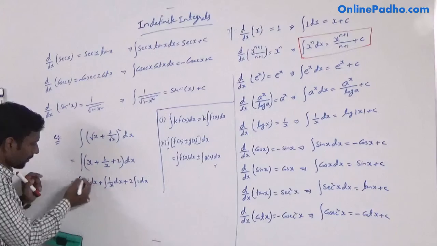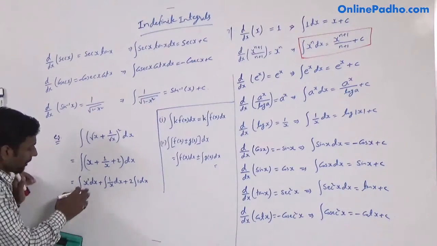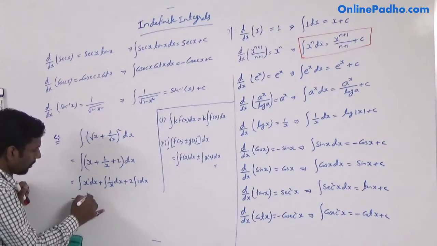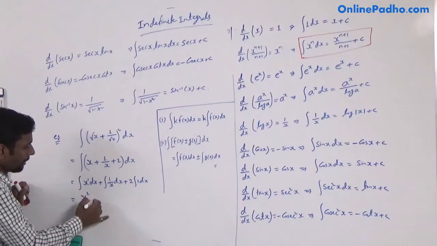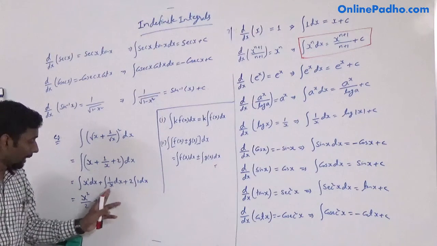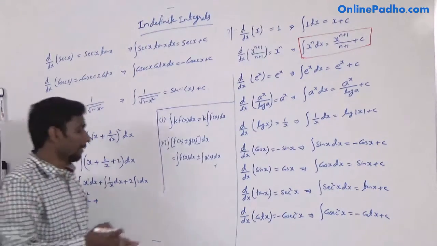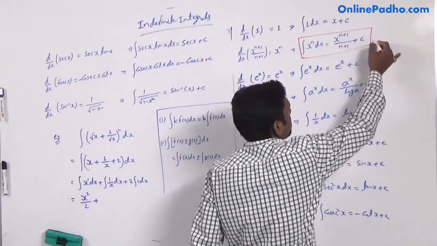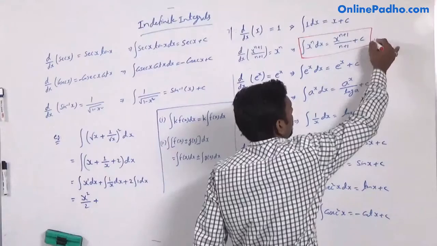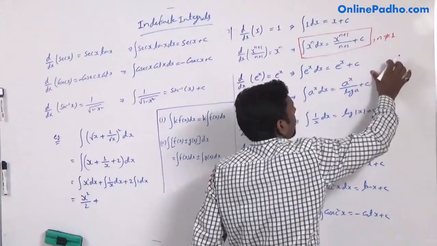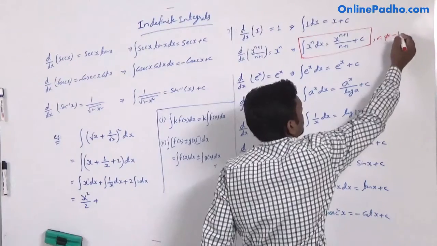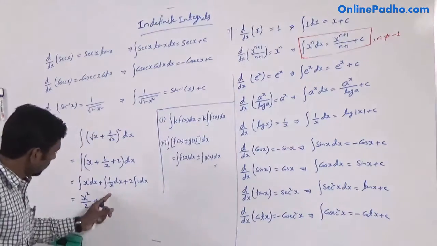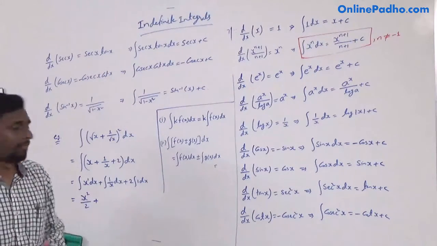You know the formula for x to the power n, which can be written as x to the power n plus 1 by n plus 1. So it can be written as x to the power 1 plus 1 by 1 plus 1, that is x square by 2. Now we cannot apply this formula x to the power n in this case. Why? Because in this formula we observe that n plus 1 is in the denominator, and you know denominator cannot be 0. So this formula is only applicable when n is not equal to minus 1. If n is equal to minus 1, we cannot apply that formula.